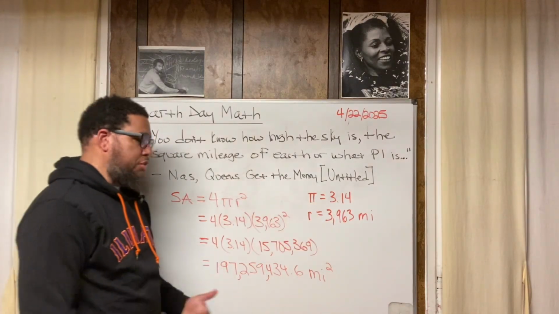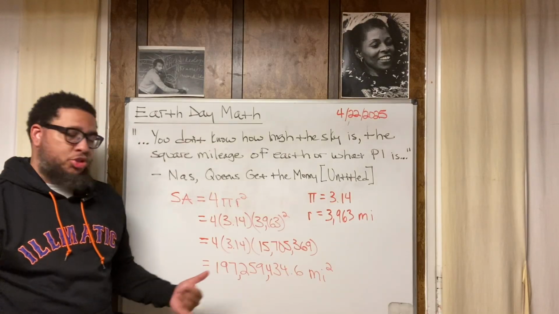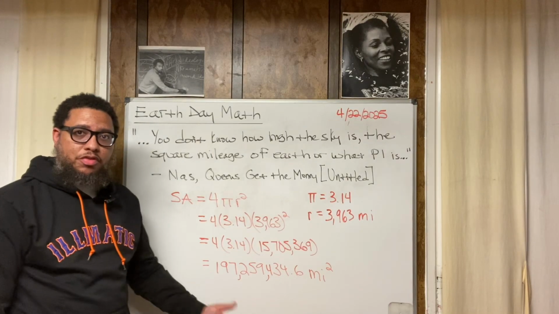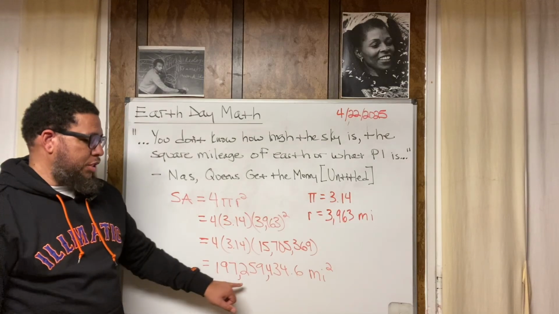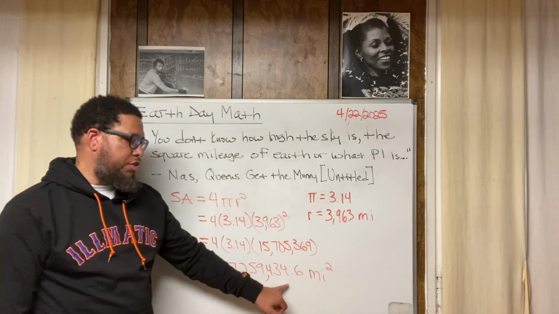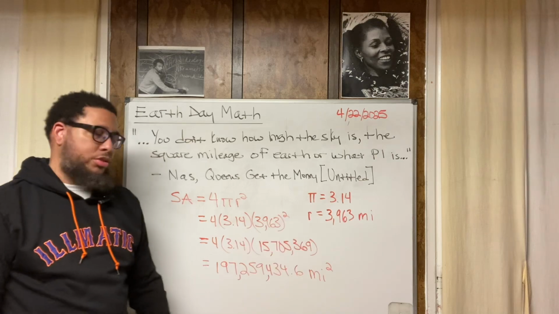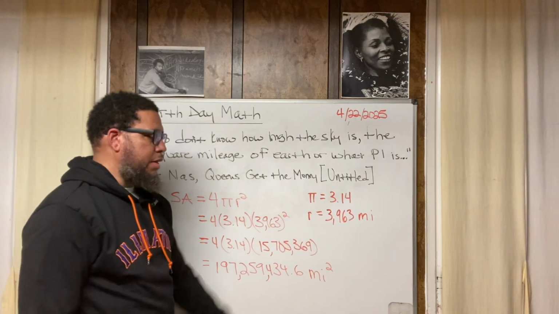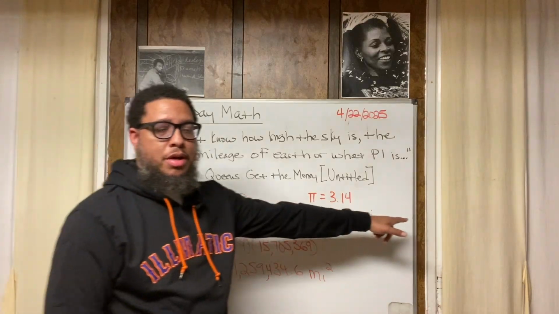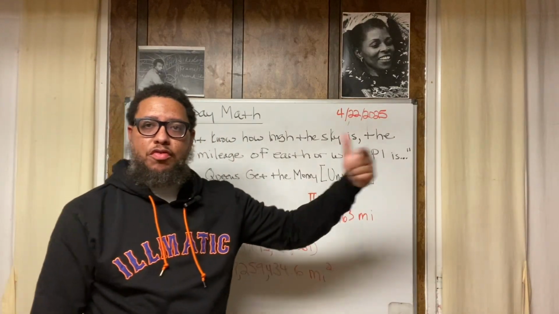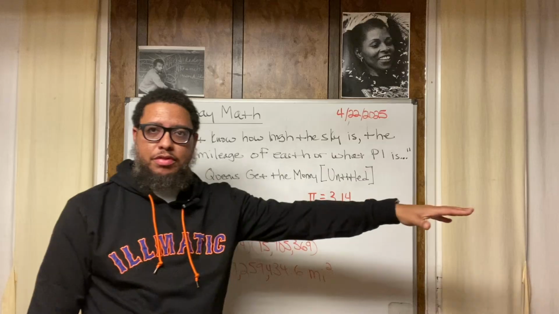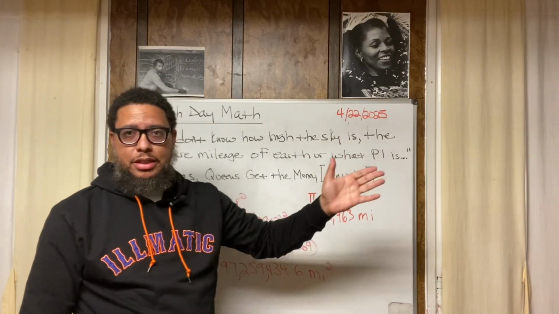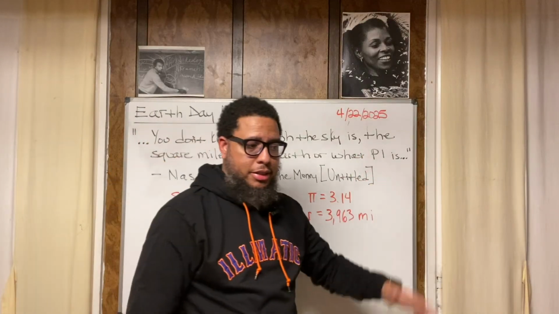So the square mileage of Earth is, and I'm sure a lot of people don't know this, but you can calculate it though. It's cool if you don't have it memorized, but you can calculate it and figure it out. 197,259,434.6 square miles. All right. There it is. And pi, 3.14. But pi is an irrational number that goes on forever and never stops. 3.1415926. That's how many digits I have memorized. I don't know a lot of the digits of pi.